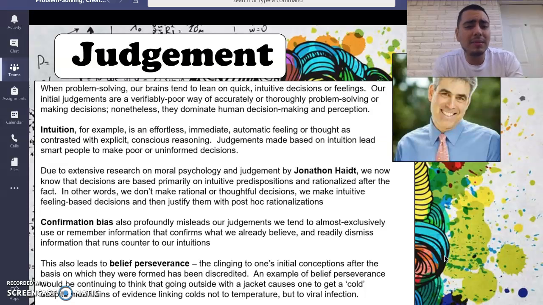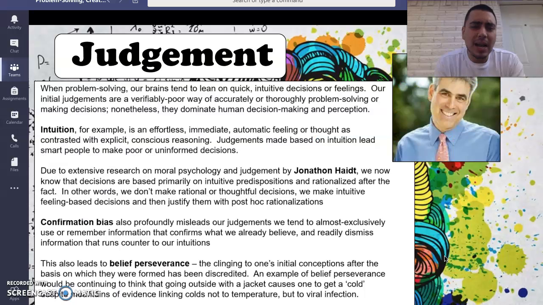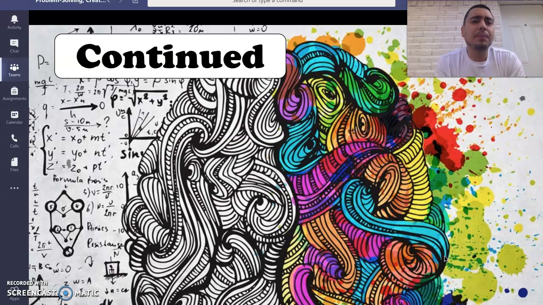which they were formed has been discredited. An example of belief perseverance would be continuing to think that going outside without a jacket causes one to get a cold, despite mountains of evidence linking colds not to temperature, but to viral infection. So yeah, with belief perseverance, they prove you wrong, but even though you were proved wrong about whatever it was, you still hold on to your beliefs, and that's why it's called belief perseverance.